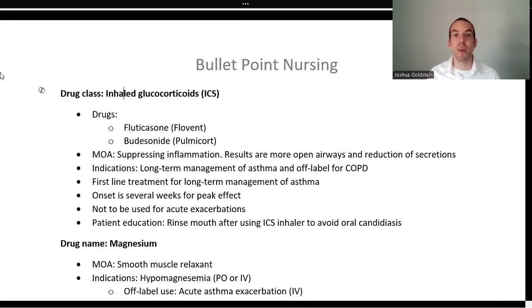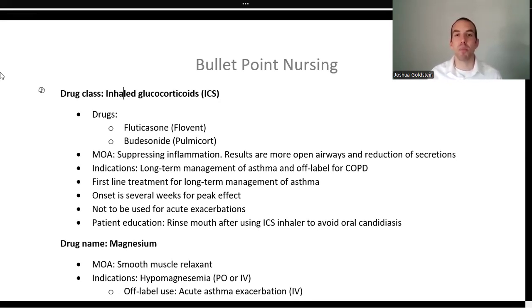They suppress inflammation. In fact, they're great at it. Because they suppress inflammation, they help reduce the symptoms and the patho of asthma. What do we use it for? This is the first line drug for the long-term chronic management of asthma. Plus, it can also be used off-label for COPD.